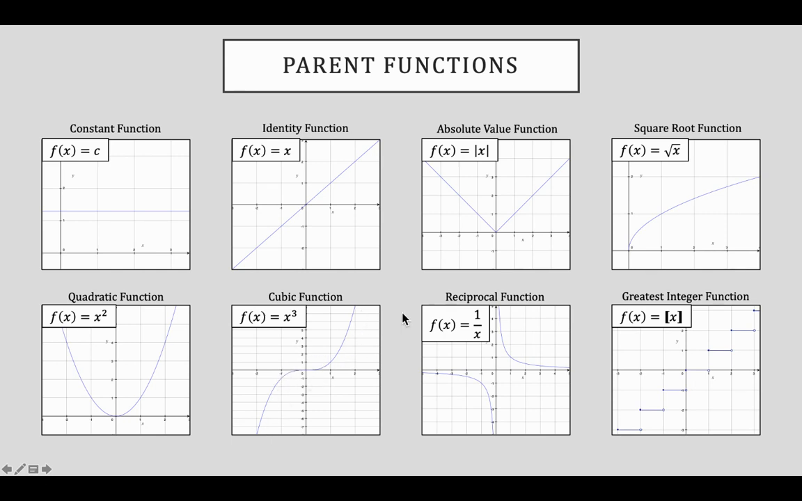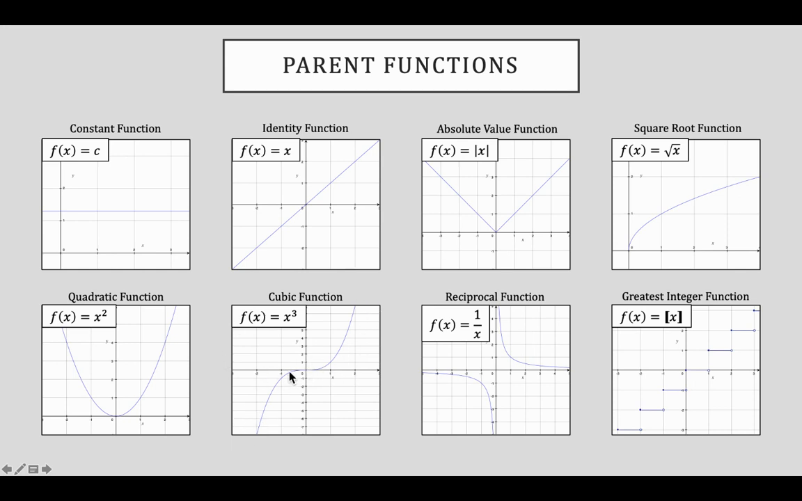We have our reciprocal functions and our greatest integer functions. Now, there are 4 here that we are going to focus on in this particular section, and that is going to be your absolute value functions, your square root functions, quadratic functions, and cubic functions. The important thing to recognize is that every single absolute value function is going to have some sort of V shape or upside down V. Every single square root function is going to have this swim move type of shape to it.